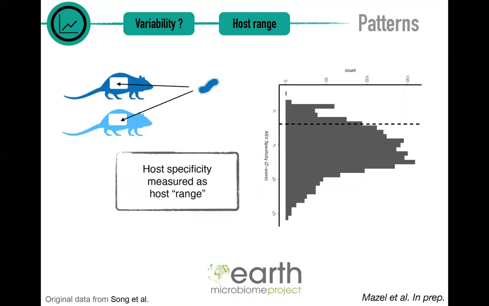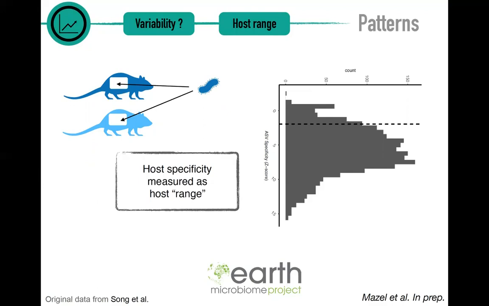I also measure that with a simple measure of what we call host range. So for a given microbe, how many hosts does it colonize, as a measure of being a generalist or a specialist. And what you see is, here is the specificity of one given microbial species, basically the number of hosts colonized, as a standardized measure.